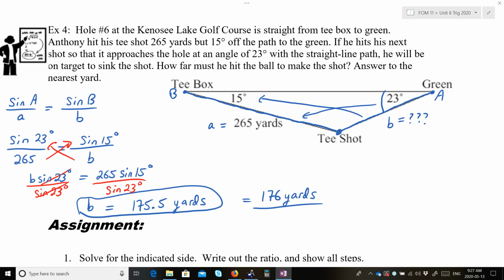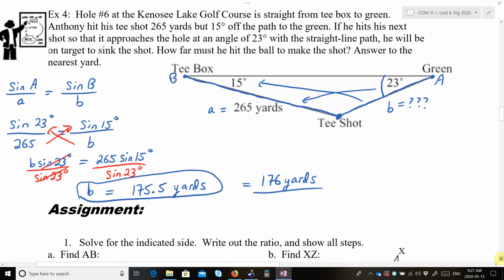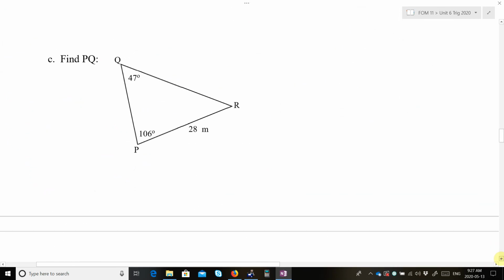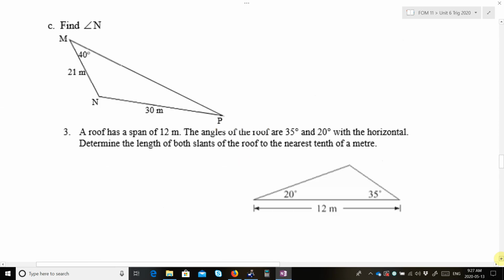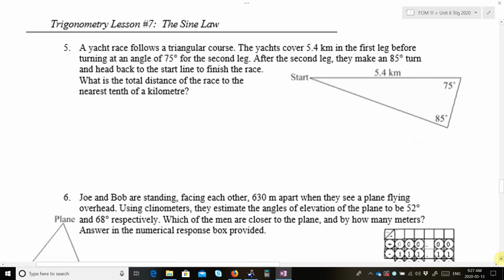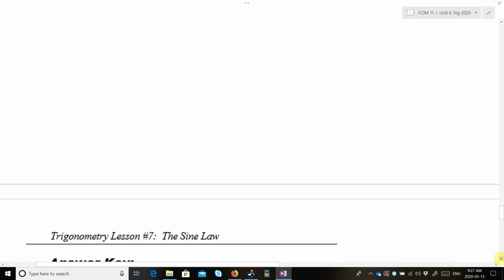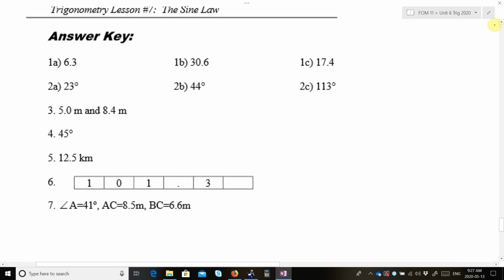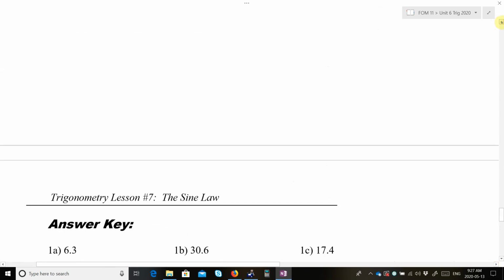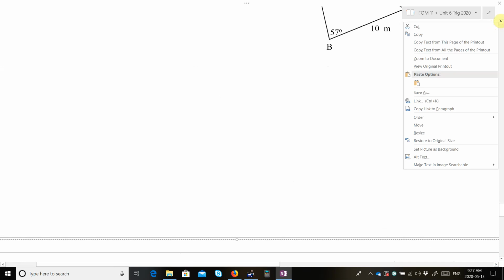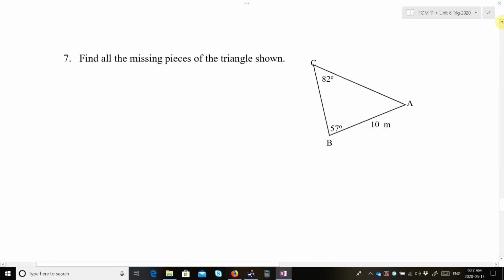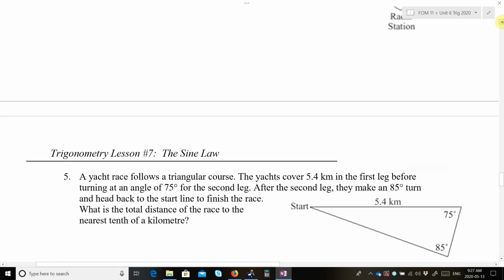All right, so there's Trig Lesson 7, everybody, on the sine law. Here's the assignment as usual, so try these questions, make sure you can do them, and pretty sure there is an answer key at the end here. Yep, there's an answer key, so you can check your answers, and as usual, I will do a video showing homework solutions and send it to you later in the week.